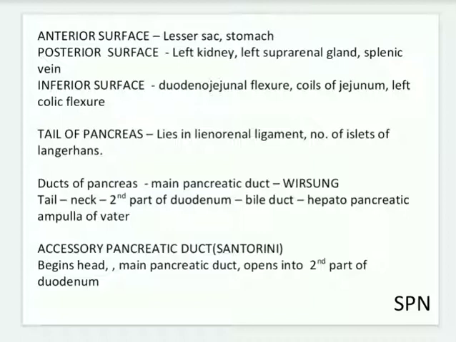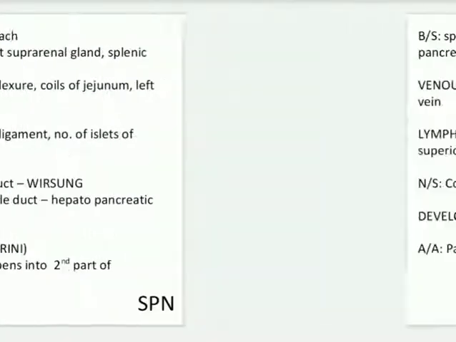Next, there is also an accessory pancreatic duct of Santorini. It begins in the head and runs upwards medially, crossing the main pancreatic duct, and opens into the second part of the duodenum. That is the accessory pancreatic duct.